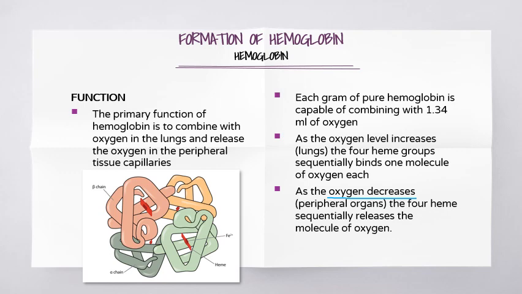Okay, so that's a very important thing for hemoglobin. And also, each hemoglobin is capable of combining with 1.34 ml of oxygen.